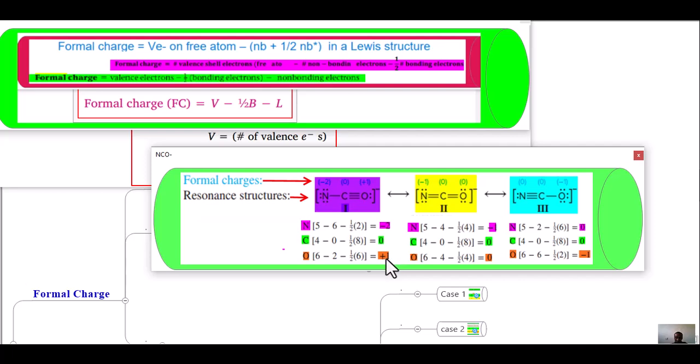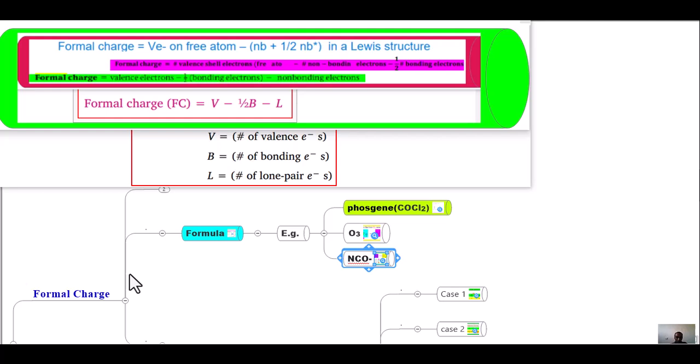If you sum up the formal charges for each element, the answer is equal to the charge on the molecule. -2 plus 0 plus 1 is equal to -1. Similarly, you can do the rest. This is how to calculate the formal charge.